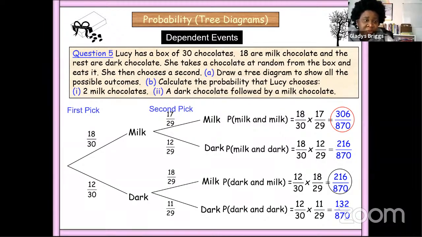Draw a tree diagram to show all the possible outcomes. So we're going to draw the tree diagram, question 1. Question 2 is the probability of 2 milk chocolates. And question 3, the probability of a dark chocolate and a milk chocolate. Okay, let's have a look.